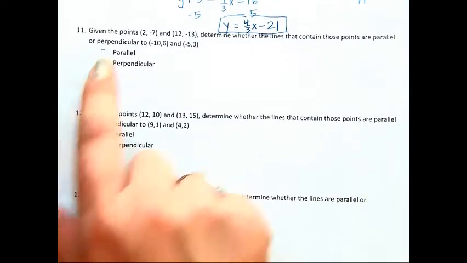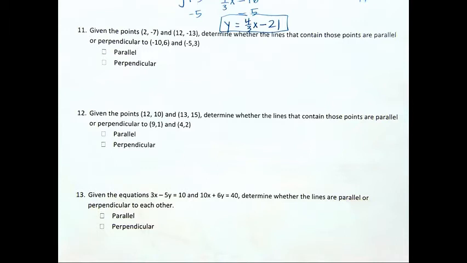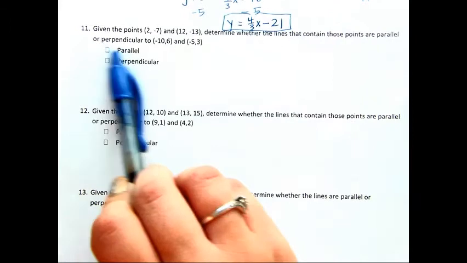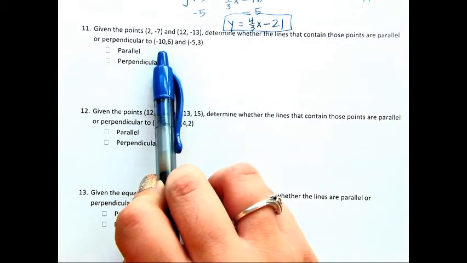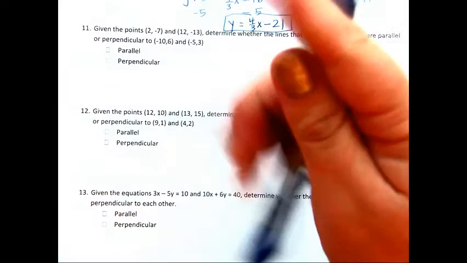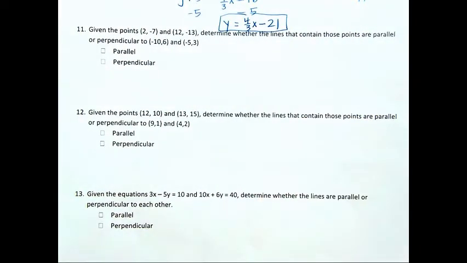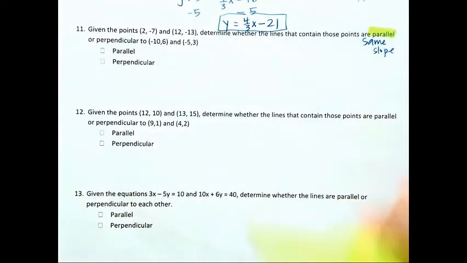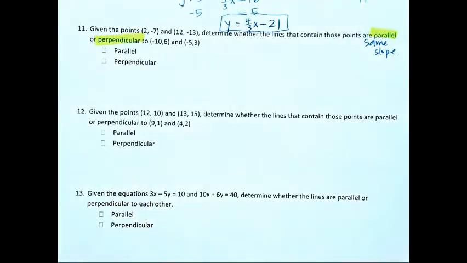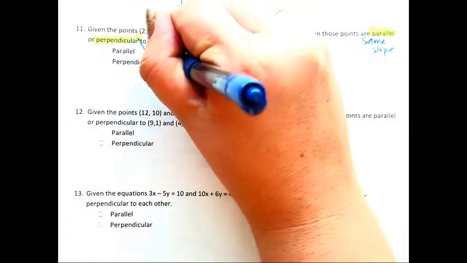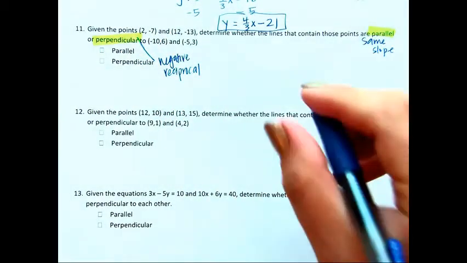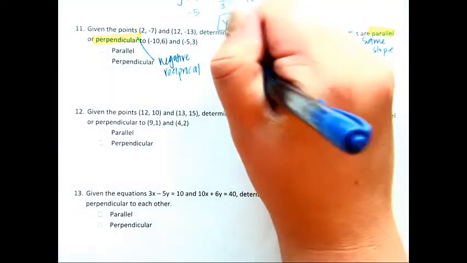Okay, so for number 11, given the points 2, negative 7 and 12, negative 13, determine whether the lines that contain those points are parallel or perpendicular to negative 10, 6 and negative 5, 3. In order to figure out if they're parallel or perpendicular, parallel is going to have the same slope, and perpendicular is going to have the opposite or negative reciprocal. So what we're going to want to use here is kind of a version of point slope.